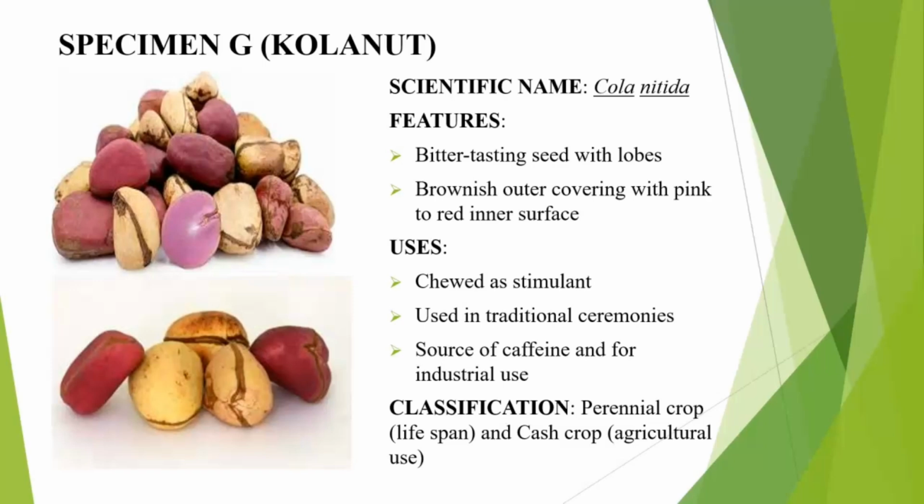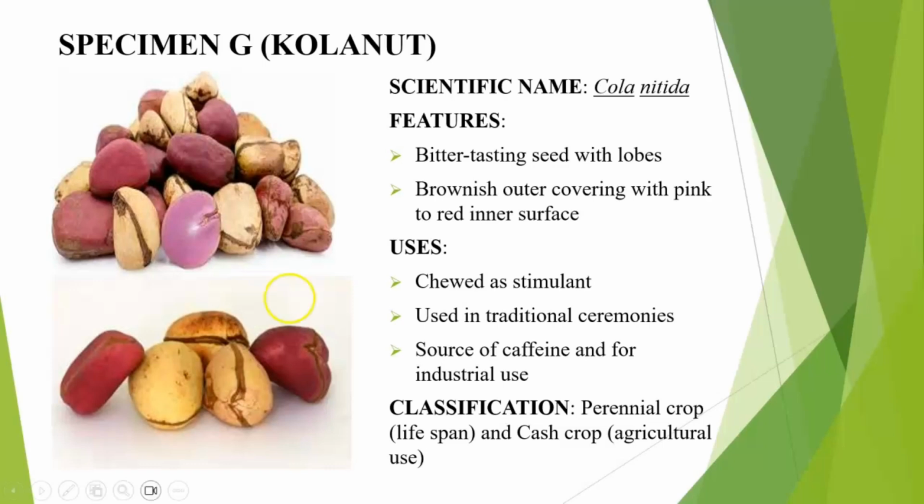Now moving on to specimen G, which is the Kolanut. In this case, they will likely tell you to identify. So for specimen G, it is Kolanut, and most of us should be familiar with this specimen. And then the next question will tell you to write the scientific name or botanical name, as the case may be. So for Kolanut, the scientific name or botanical name is Cola nitida.